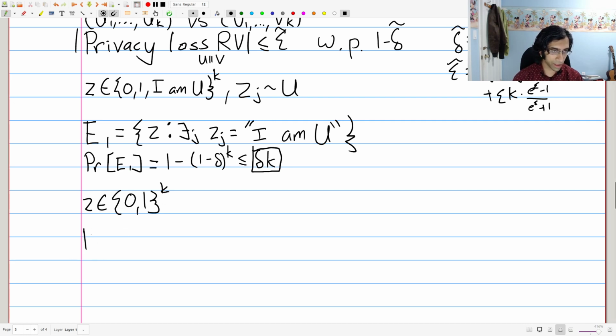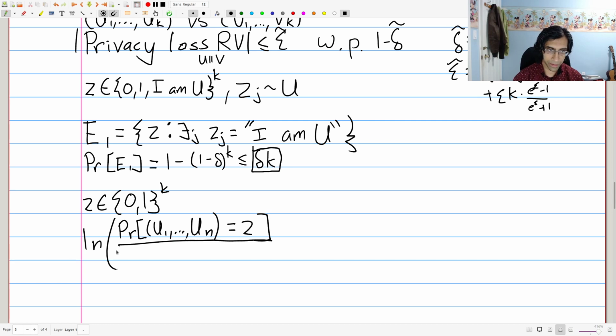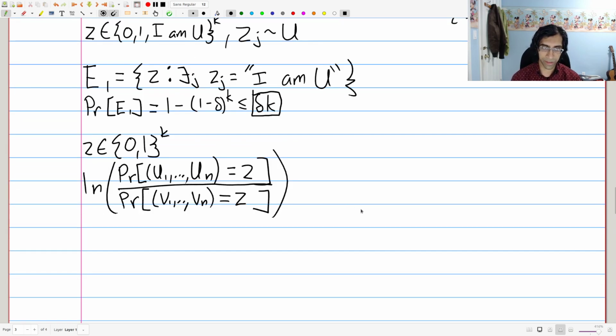Well, what is the privacy loss random variable? Let's write it out explicitly one time here. It'll be the natural log of the following: the probability that the entire transcript is equal to the vector z, divided by the same, except v is in here, and this is equal to z. Okay, so that's the expression for the privacy loss random variable.